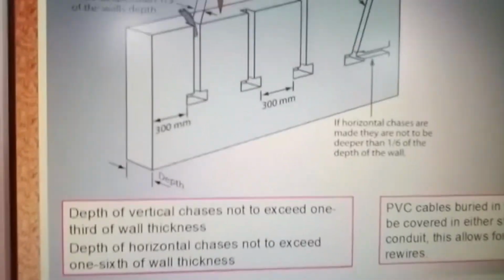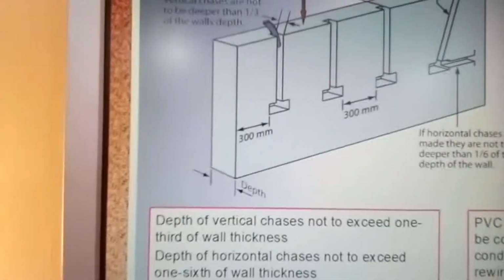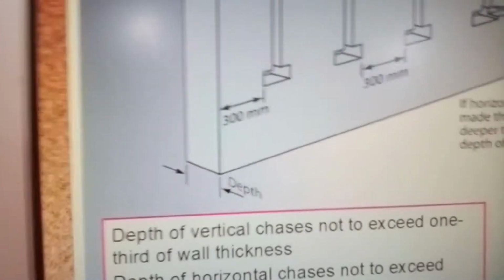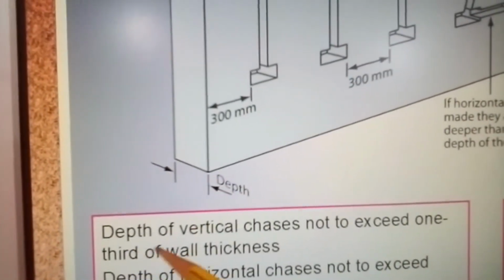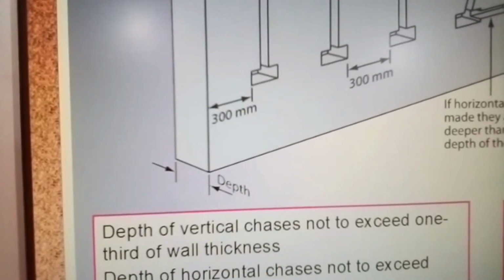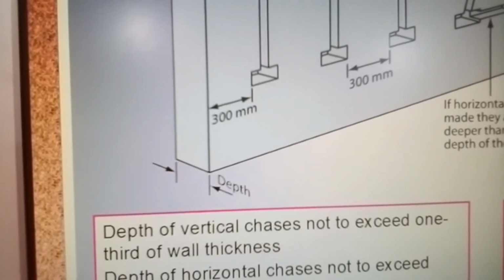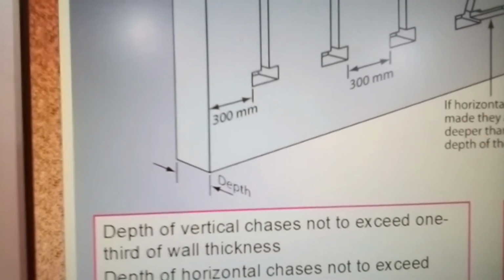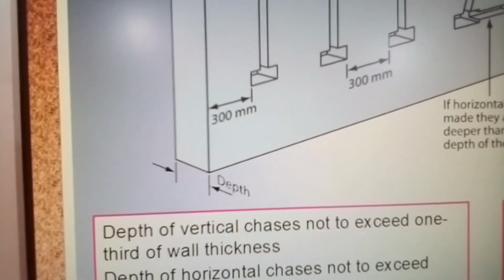Okay, let's go on a little bit further. Okay. And here we have depth of vertical chases not to exceed 1/3 of wall thickness. Depth of horizontal chases not to exceed 1/6 of wall thickness either. Okay.